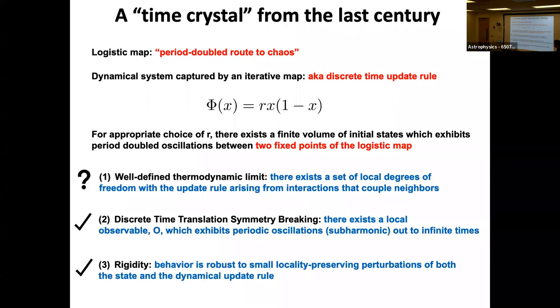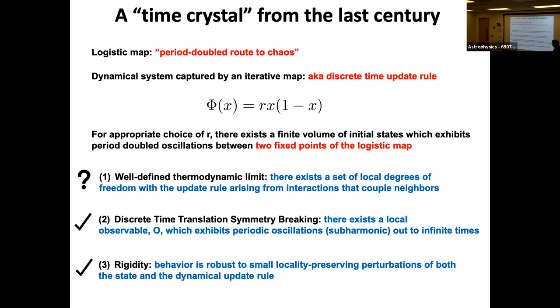It seems at leading order to satisfy almost all of the ingredients that we talked about. Certainly there is a subharmonic oscillation, it's period doubled. And rigidity is governed by the fact that, as I mentioned, there's a finite volume of initial states for this happening. So you can change the initial state a little bit, you can change r a little bit, and you'll still get the same behavior.